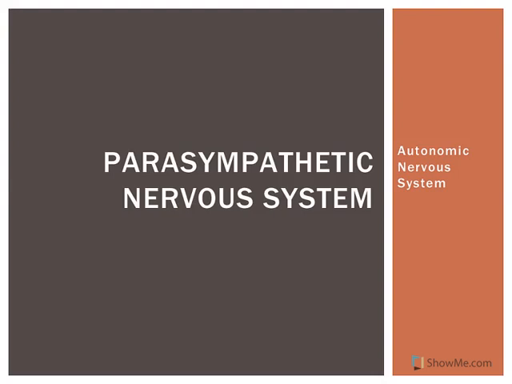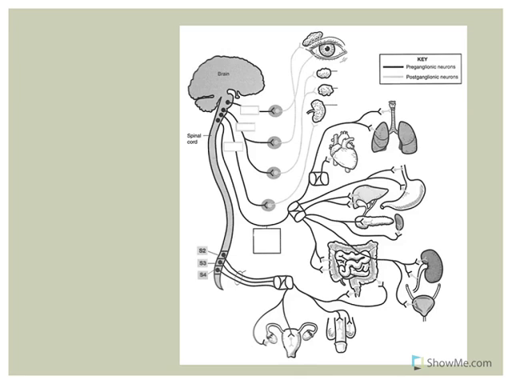This recording is going to cover the organization and basic physiology of the parasympathetic nervous system, which is one of the divisions of the autonomic nervous system. Now, like the sympathetic nervous system, the parasympathetic nervous system is going to target visceral effectors, which include smooth muscles, cardiac muscle, and glands.